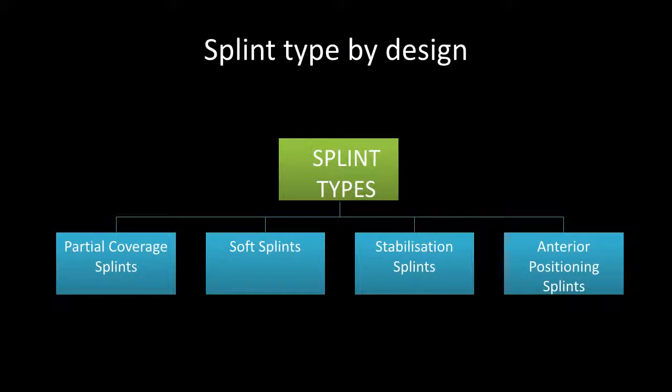The mechanism of action for a splint depends on the type of splint. In this lesson, we will discuss the design of 4 different splint types: partial coverage splint, soft splint, stabilization splint and anterior positioning splint.